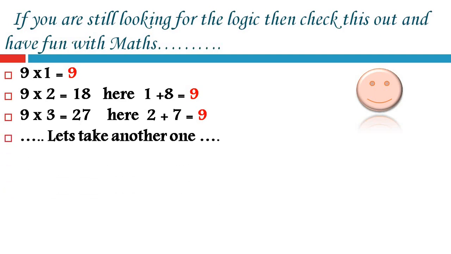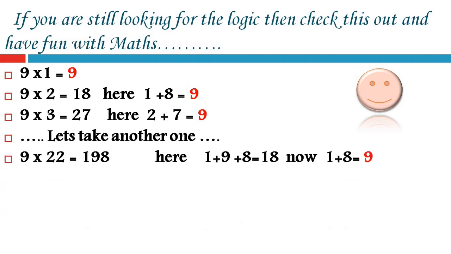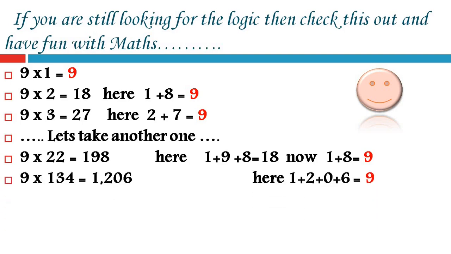Let's take another one. 9 into 22 is 198 and the sum of 198 comes out to be 18. Take the sum again. 1 plus 8, the result is 9. Take another example. 9 into 134 gives the result as 1206. Again when you add the digits, the result comes out to be 9. Strange, isn't it?